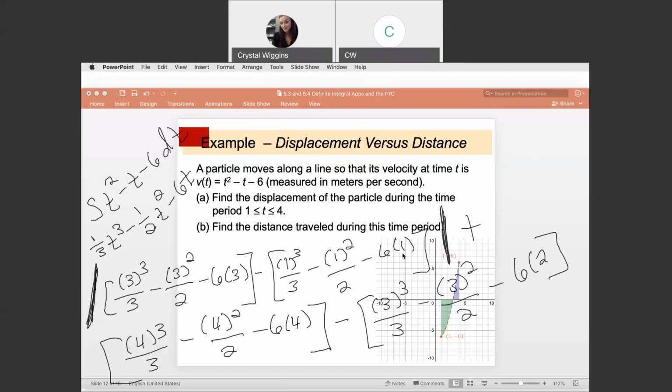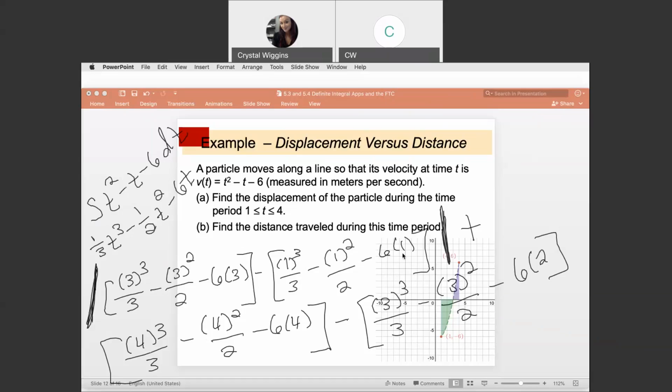So if we calculate those pieces, we will get the total distance. All right, let's do the absolute value one first. So I have 3 cubed divided by 3 minus 3 squared divided by 2 minus 18. Okay, then subtract in parentheses 1 divided by 3 minus 1 divided by 2 minus 6.